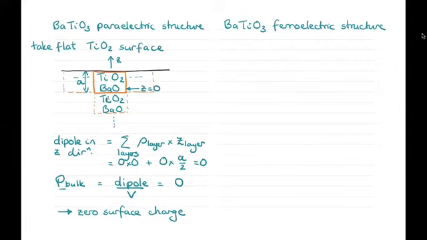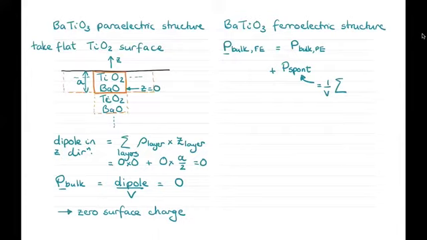Now let's look at the ferroelectric structure. And we know that for a ferroelectric, the polarization of the ferroelectric structure is going to be whatever the polarization is for the paraelectric structure, plus what we call the spontaneous polarization, where the spontaneous polarization is 1 over the volume times the sum over the ions of the charges on the ions times their displacement from the paraelectric to the ferroelectric structure.